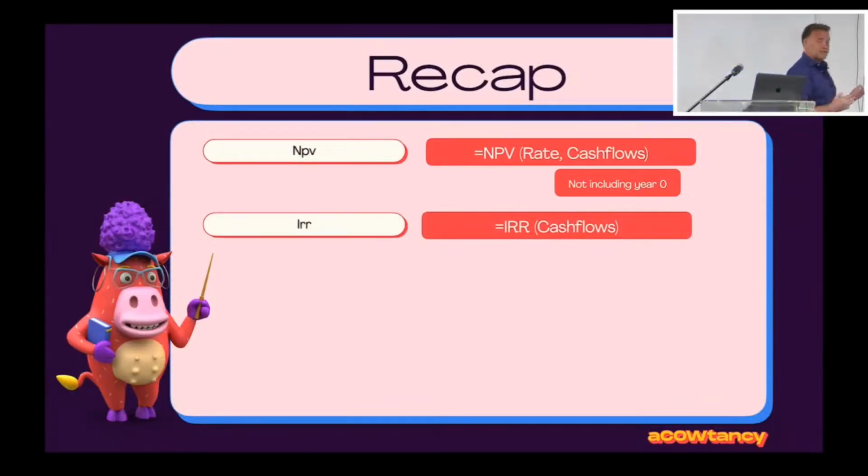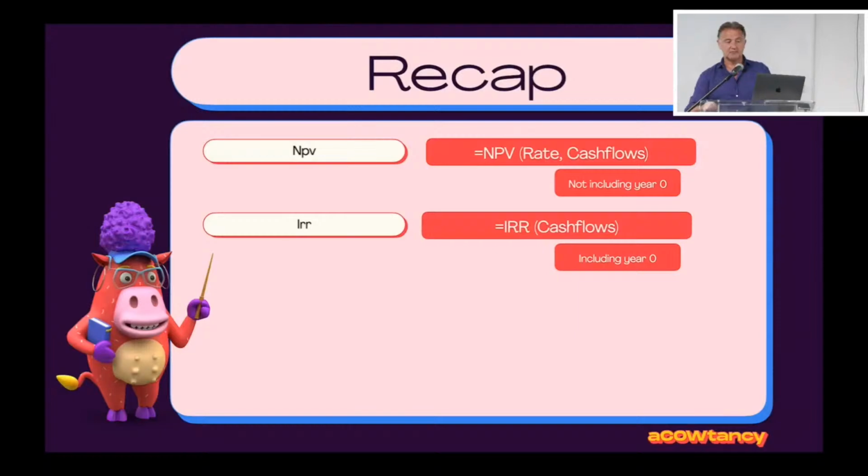Do you include year zero? Yes, you do in this case. So do include year zero. Super. And that's where we are so far. All happy? Even if you're not doing FM or whatever, AFM.